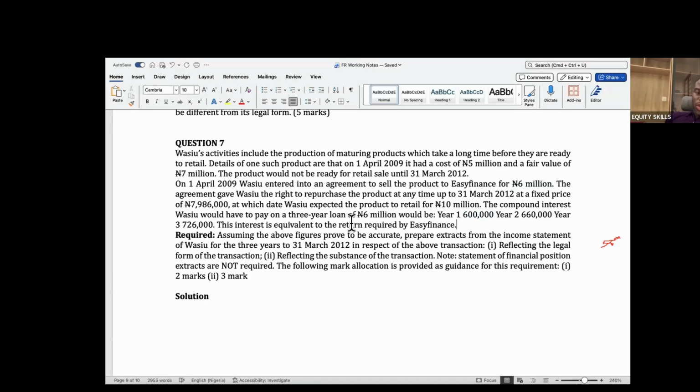Okay, so they want us to prepare an extract of income statement reflecting legal form. So first is legal form now. If I want to prepare an income statement, let me see, if the beginning is April 2009, year end will be March 2010. Right? So sales.